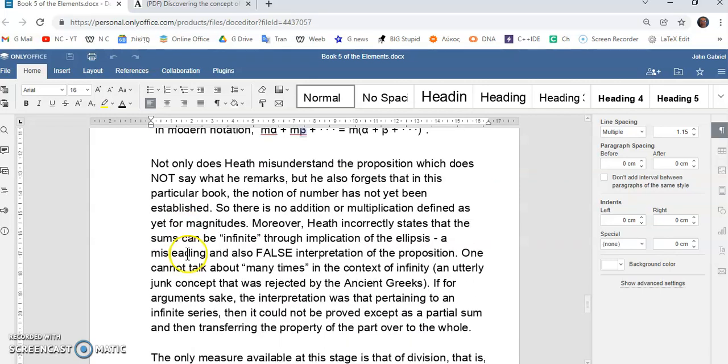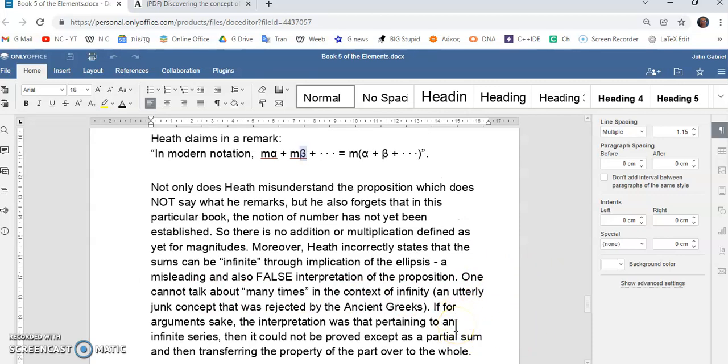So not only does Heath misunderstand the proposition, which does not say what he remarks, but he also forgets that in this particular book the notion of number has not yet been established. So there is no addition or multiplication defined as yet, as you see up here. And moreover, Heath incorrectly states that sums can be infinite by putting an ellipsis here. I mean, what else could he mean, right?